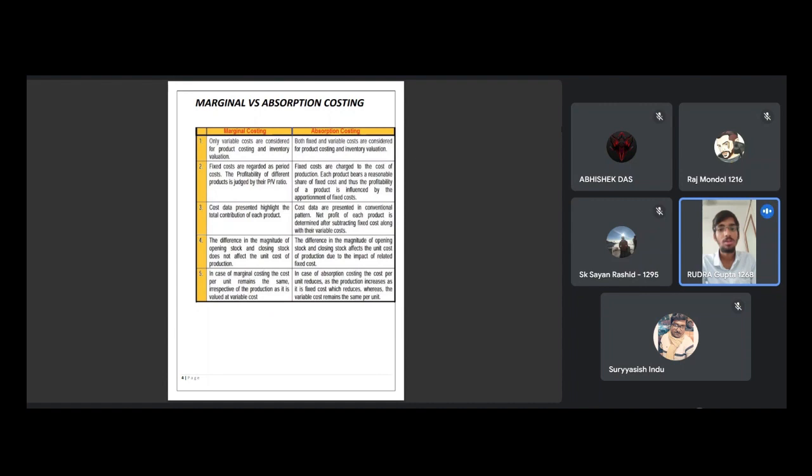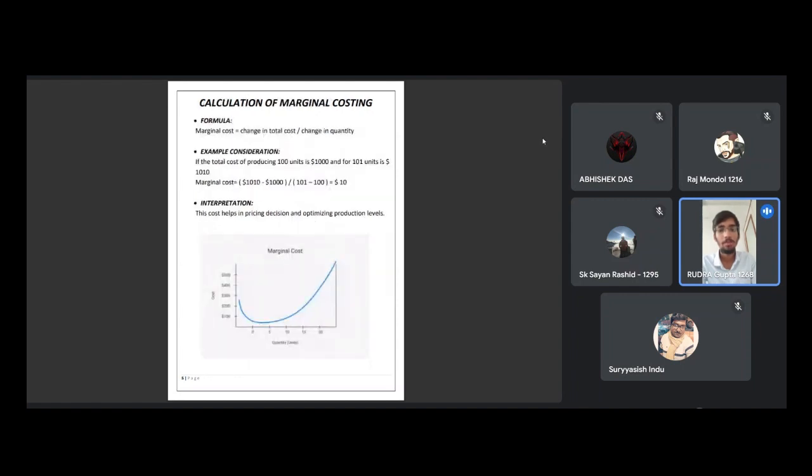Now we will compare marginal costing with absorption costing. In absorption costing, both variable and fixed costs are charged to cost unit, while in marginal costing, only variable costs are charged to cost units and fixed costs are treated as period cost. This distinction can significantly impact financial reporting and decision making. Now, our next member Raj will continue with the calculation of marginal costing.